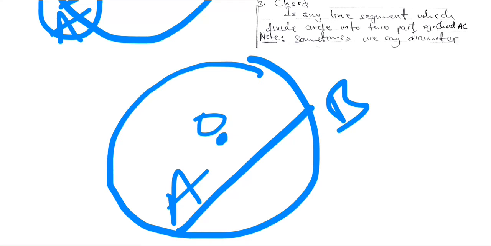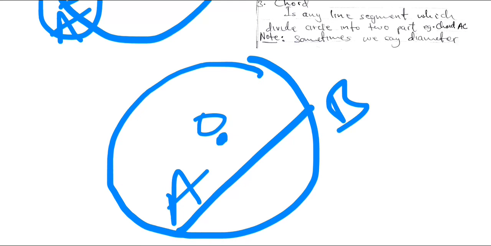So a chord is any line which divides the cycle into 2 parts, and a part which is divided by the chord is what we call a segment. So here we have the first segment and this is the second segment. You have to note it. We shall discuss it on the next page, the concept of segment.